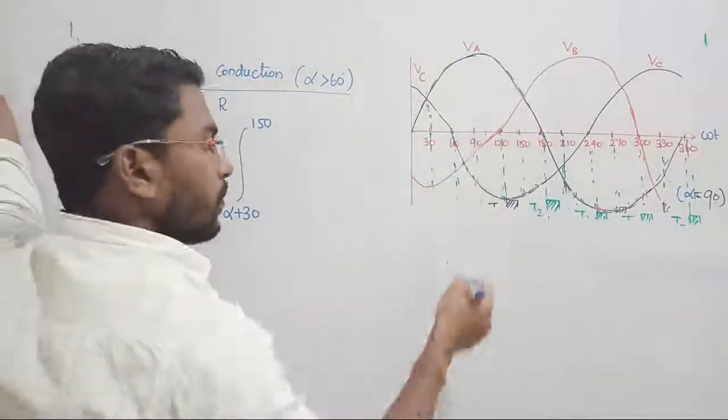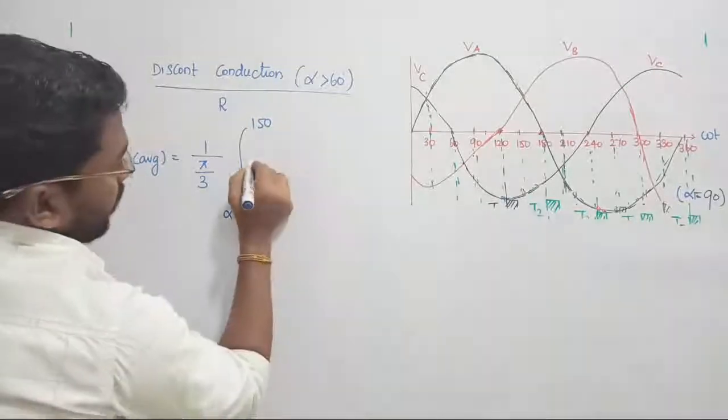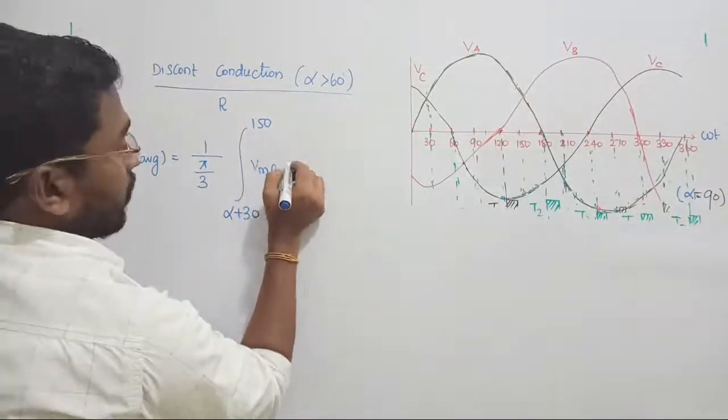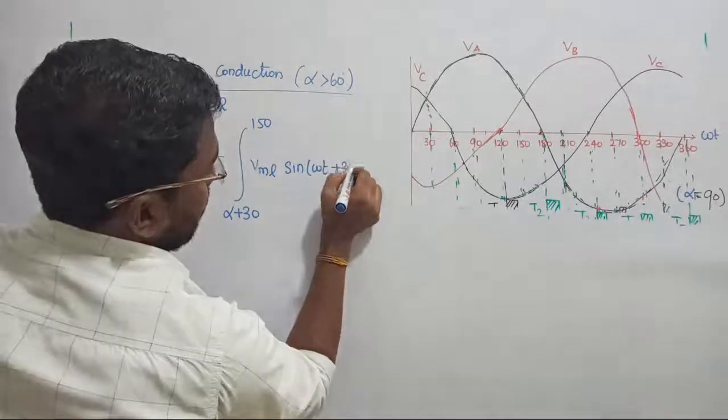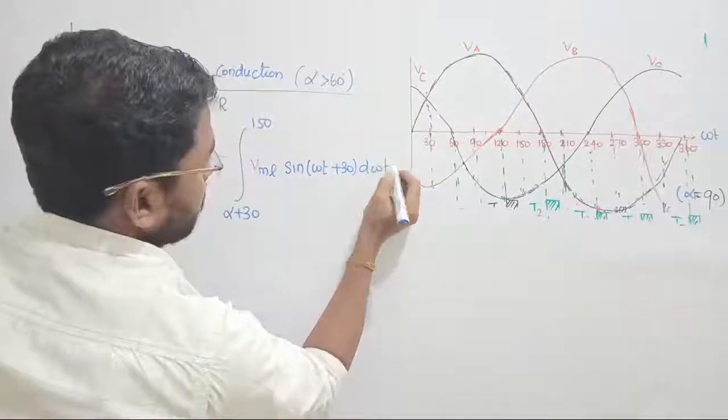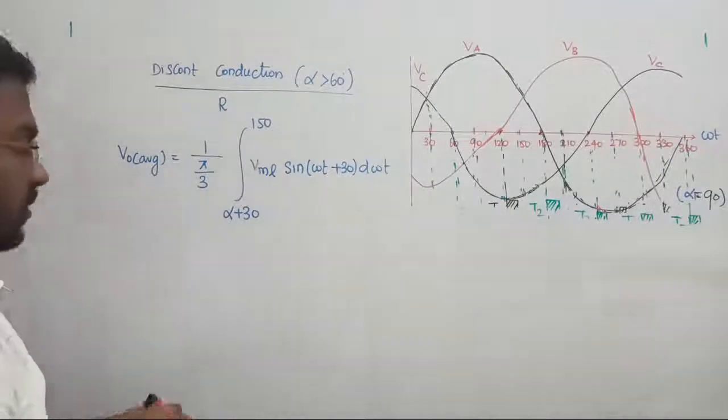We cannot go beyond 150. Just now I have given proof, right? So it can be written as once again maximum line voltage into sine of omega t plus 30 degree. It is leading your phase voltage. That's why I am considering that 30. Don't panic. Just reduce the function.